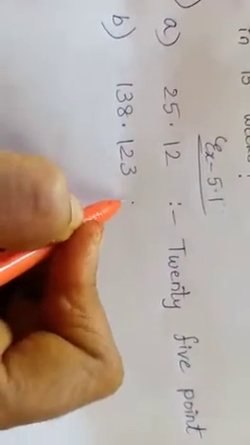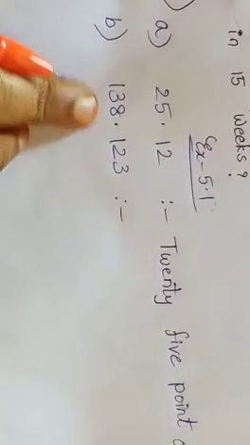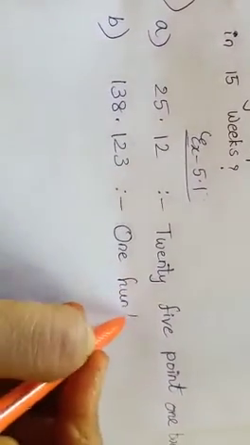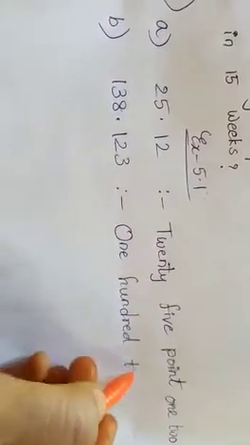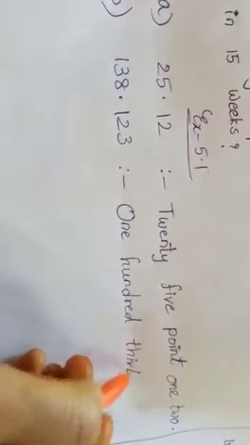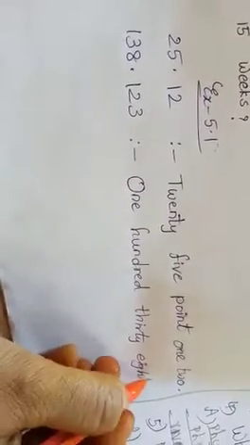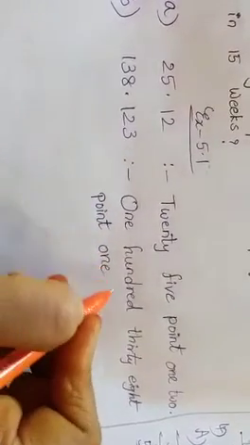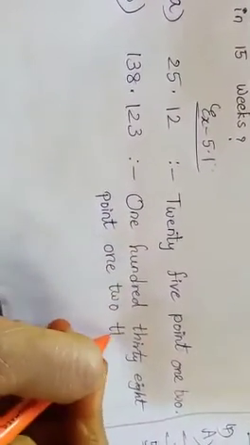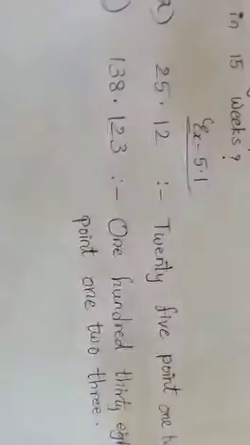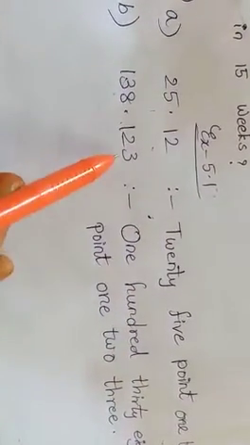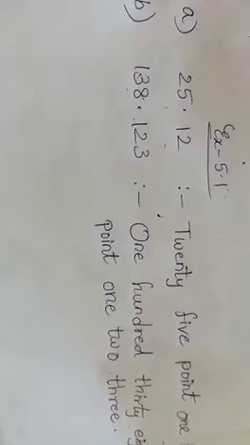Next, B, 138.123. How to read this number? 138.123. What is the spelling of 1? ONE 1. 100. HUNDRED 100. 30. THIRTY 30. 8. EIGHT 8. Point. POINT, point. 1, 2, 3. ONE 1, TWO 2, THREE 3. Okay. 25.12, 138.123. In this way you have to write.